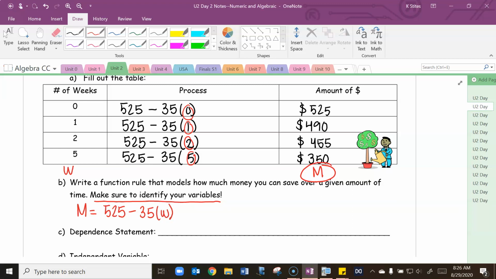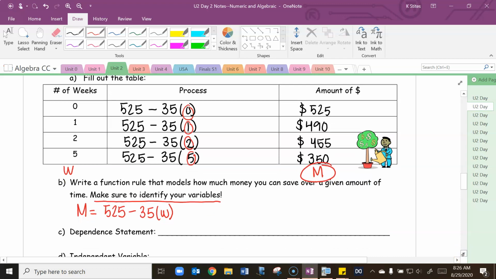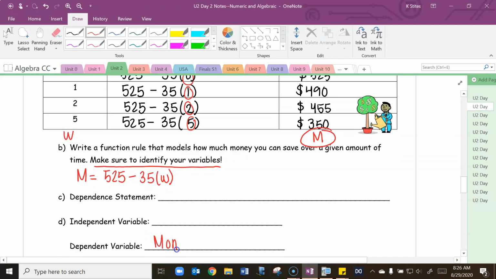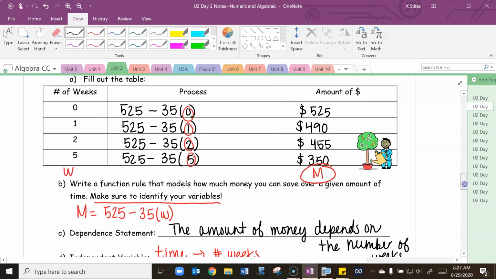Now your dependent statement, okay, remember what we talked about, money versus time. Money is always dependent. Okay, money is always dependent. And time, I told you, is always independent. So in this case, time is number of weeks. So since you know that, we can write our statement a little more easily. The money, or the amount of money, depends on the number of weeks. Okay, because again, money is dependent.